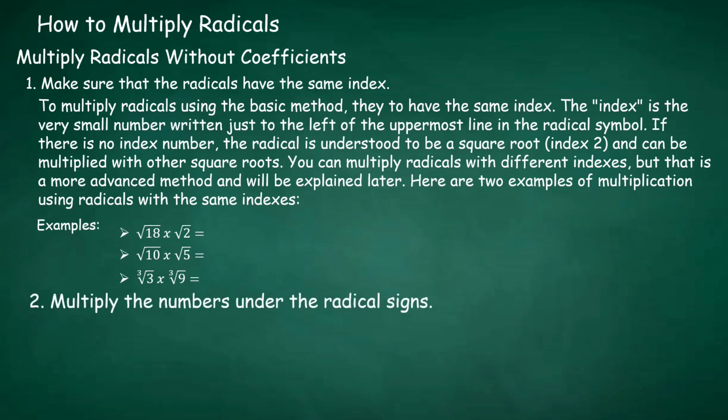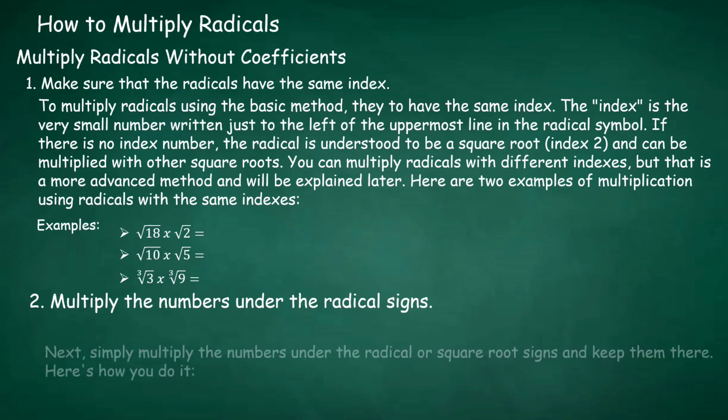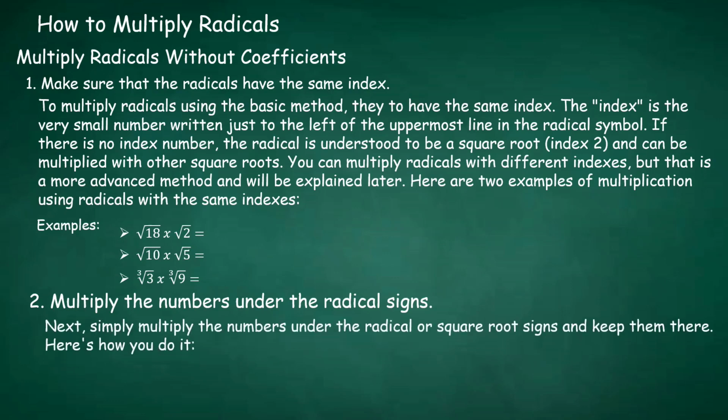2. Multiply the numbers under the radical signs. Next, simply multiply the numbers under the radical or square root signs and keep them there. Here's how you do it. Square root of 18 times square root of 2. Just multiply the two radicands. 18 times 2 is equal to 36 and copy the square root symbol.